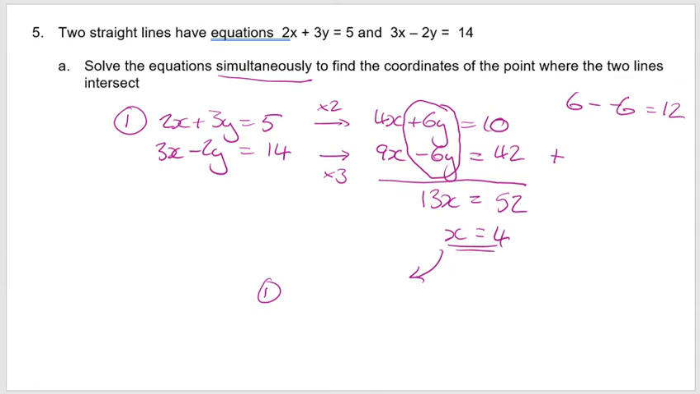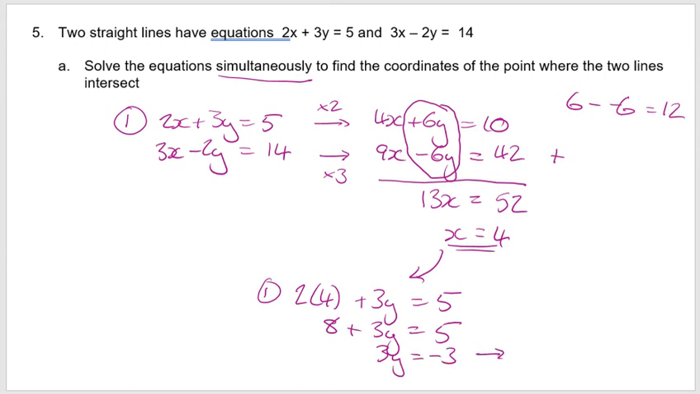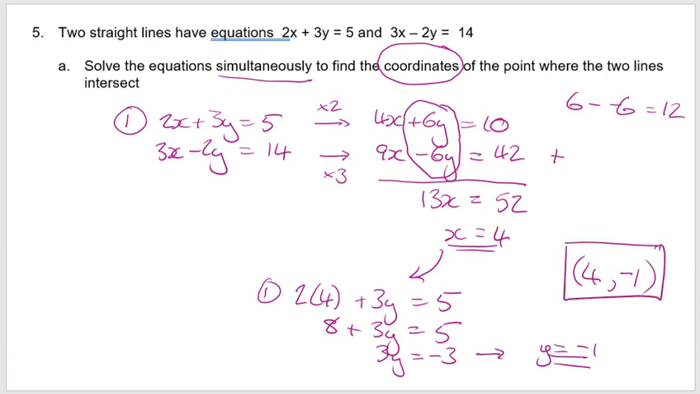So substituting into equation 1, I'm going to have two lots of 4, add 3y equals 5. So that's 8 add 3y equals 5. Subtract 8 from both sides. 3y equals -3. And that's when we divide by 3 will give us a result of -1. So x equals 4, y equals -1. Just as one tiny additional step, x and y are representing coordinates, so let's just write our final answer in coordinate form. So 4, -1. And that's our final answer for question 5a.